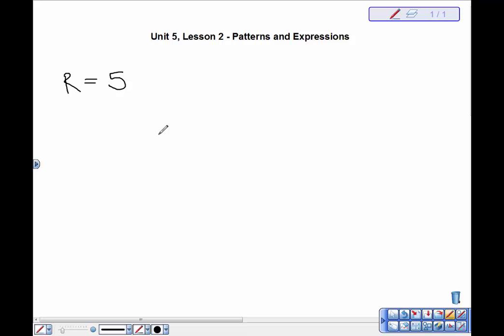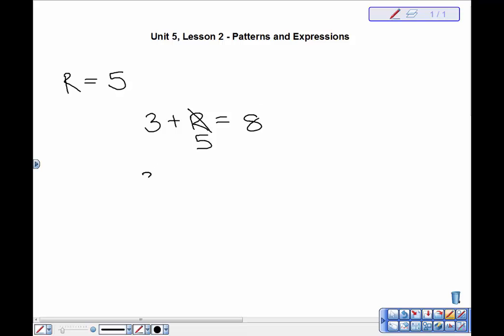So let's try one. Let's do 3 plus r equals blank. 3 plus 5 r. So let's figure out what that would equal. Well, in order to solve this, I know now that r equals 5. So I'm just going to cross off r and put 5. Well, 3 plus 5, that equals 8. Super easy.